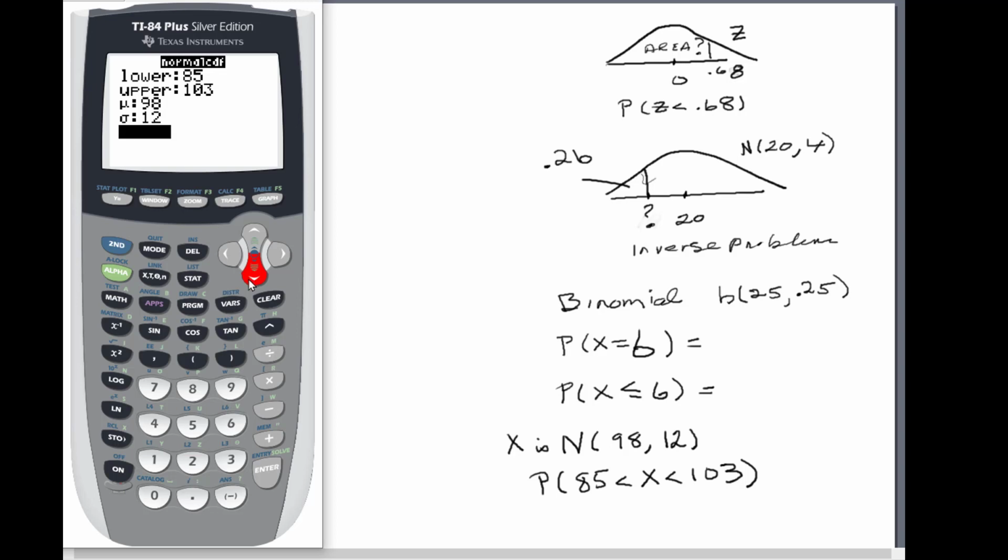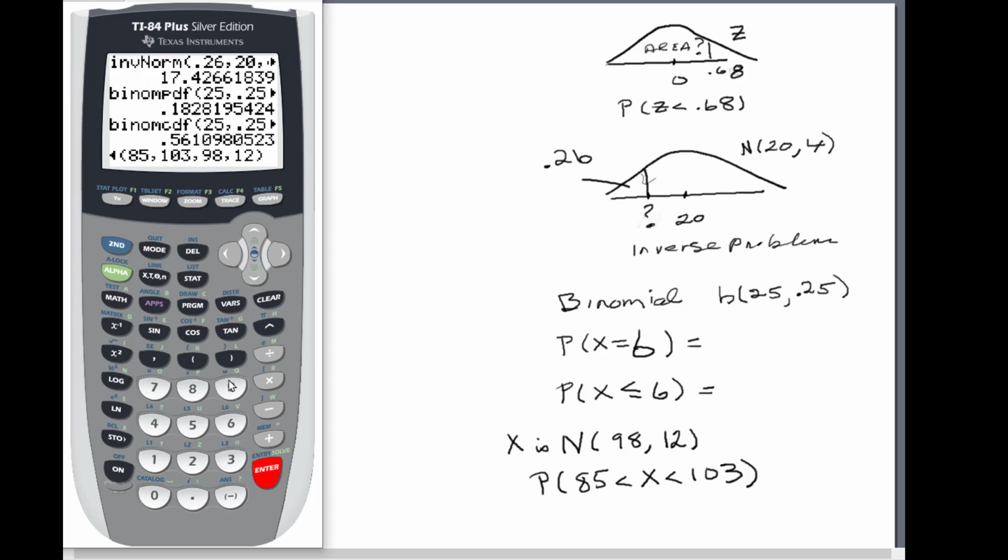And we're ready to paste. And so let's go ahead and paste it. And now what we've got, the thing that's off the screen here would be normal CDF, lower limit, upper limit, mean, standard deviation. So when we press enter, we're going to get the probability that a random variable with this distribution has a value between 85 and 103. So let's press enter, and we see that if X has a normal 98-12 distribution, there's a 52% chance that the value X takes will be between 85 and 103.